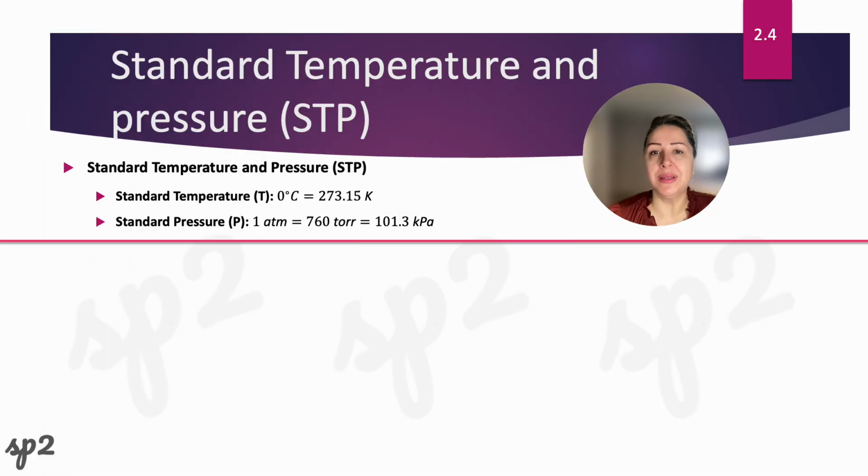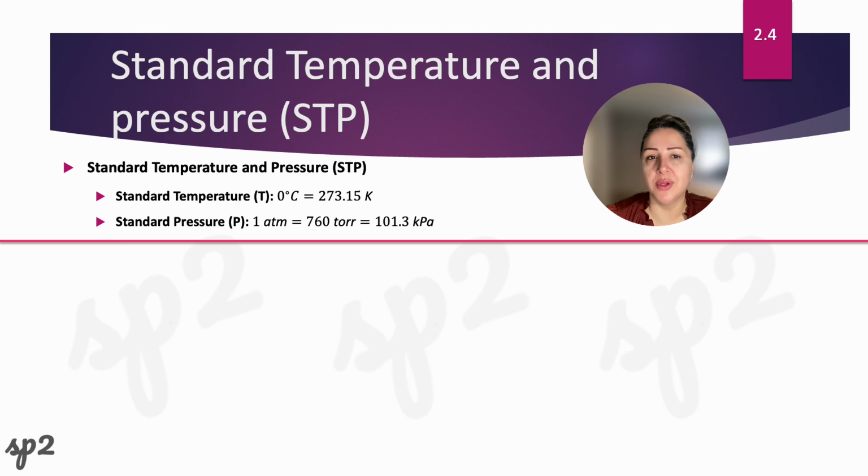Okay, now let's talk about the standard temperature and pressure, known as STP. This is a very common condition for gases and gas law calculations. Anytime that we say STP, we are referring to a very specific temperature and pressure. The temperature is 0 degrees Celsius, which is almost 273 K, and the pressure is always 1 atm or 760 torr, which is almost 101 kilopascal.